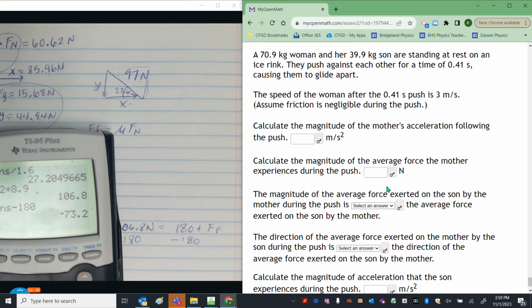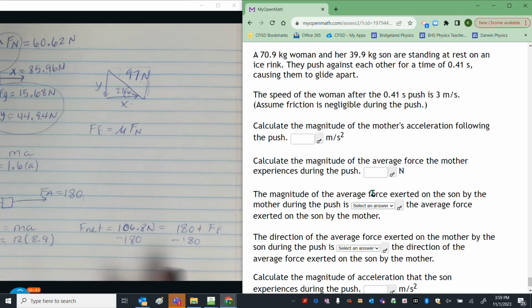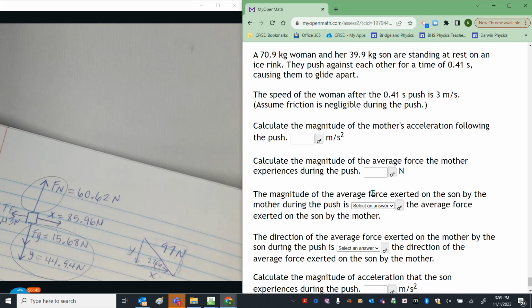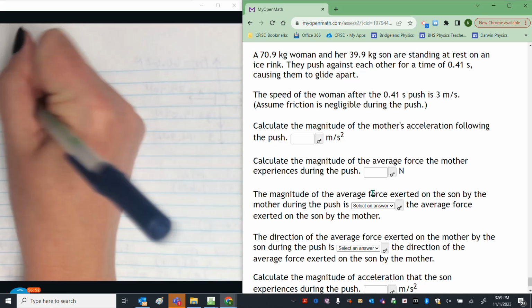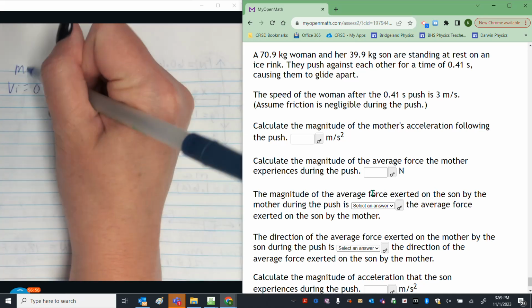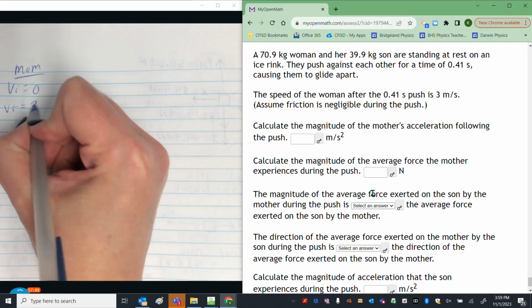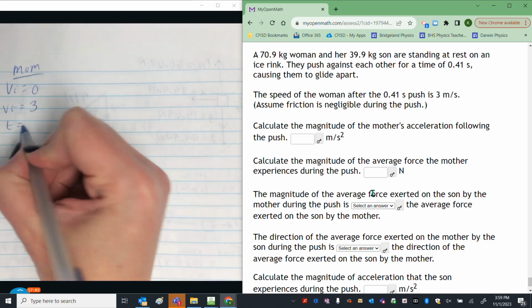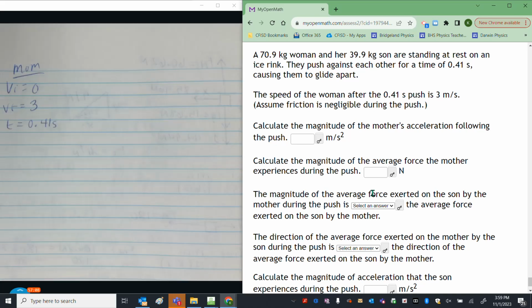Okay, so I know the woman started at rest because it says that they start at rest standing together. Let me get a fresh piece of paper. So I know the initial velocity of the mom is 0. I know that her final velocity is 3. I know that the time that this velocity changed, that push, was 0.41 seconds. So I can find her acceleration. I'm not going to use forces here. I'm going to use kinematics.